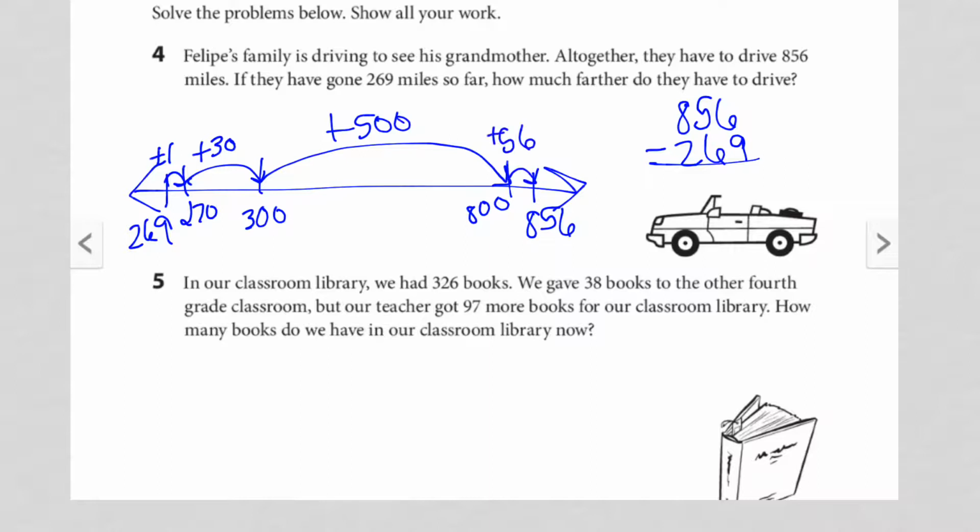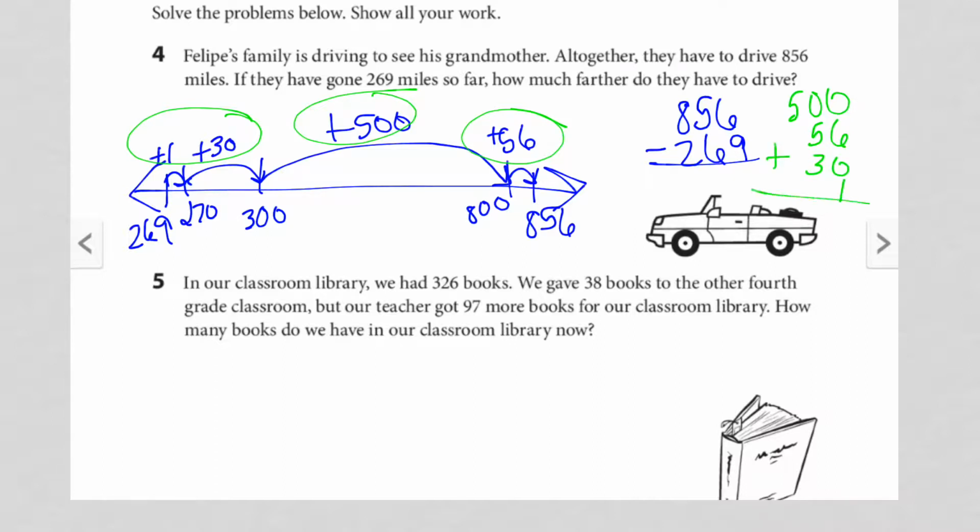Addition tends to be easier than subtraction, so if we look at this as an addition problem, now we just have to add up all of the things that we've added to reach our answer. So we have 500, 56, 30, and 1. When we add them all up, we have 587, and of course we're going to put our unit, miles.